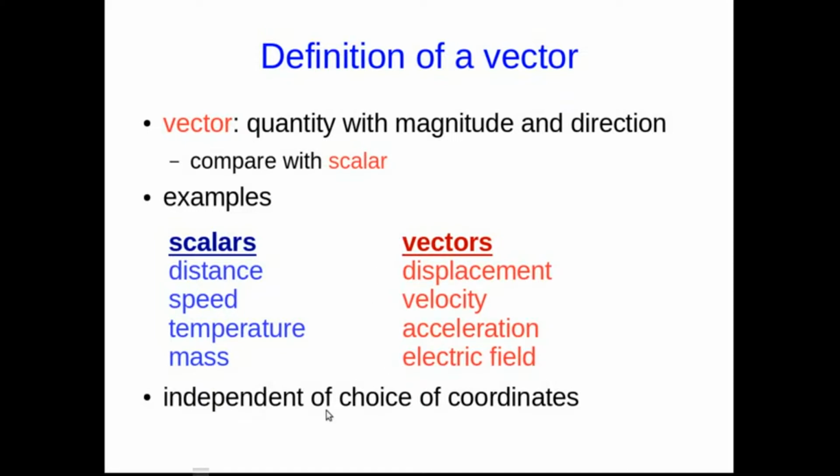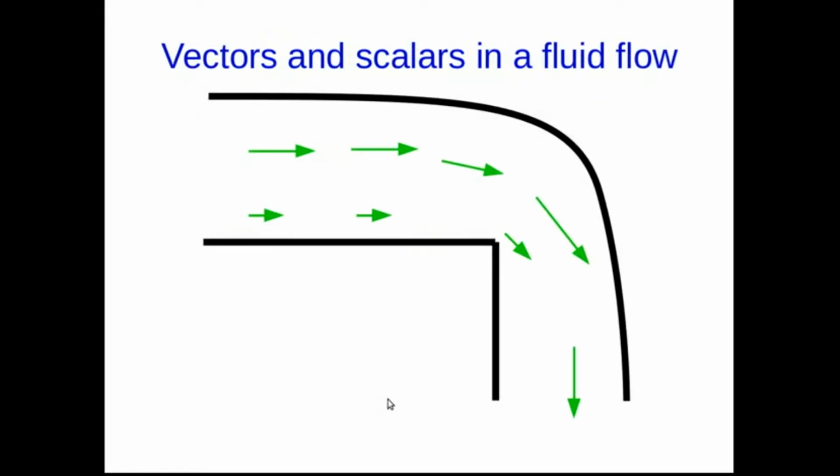An important point about vectors is that they're independent of your choice of coordinates. What I mean by that is actually rather subtle, so I'll explain it later with some examples. Let's look at water flowing in a channel, and these are vectors representing the velocity of the water at different locations. You see here the water is going rather fast, and here it's rather slow; here it's going east, here it's going south.